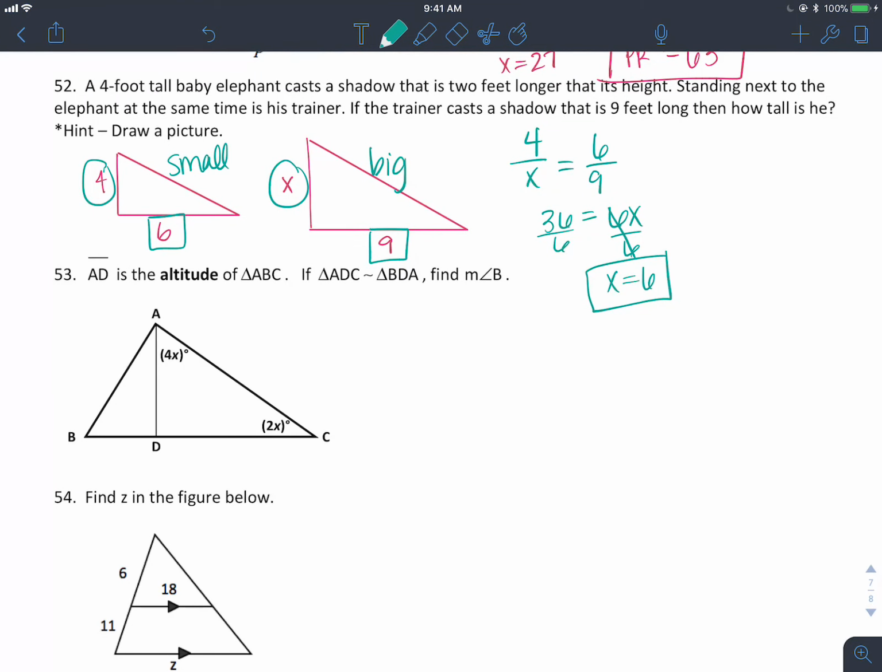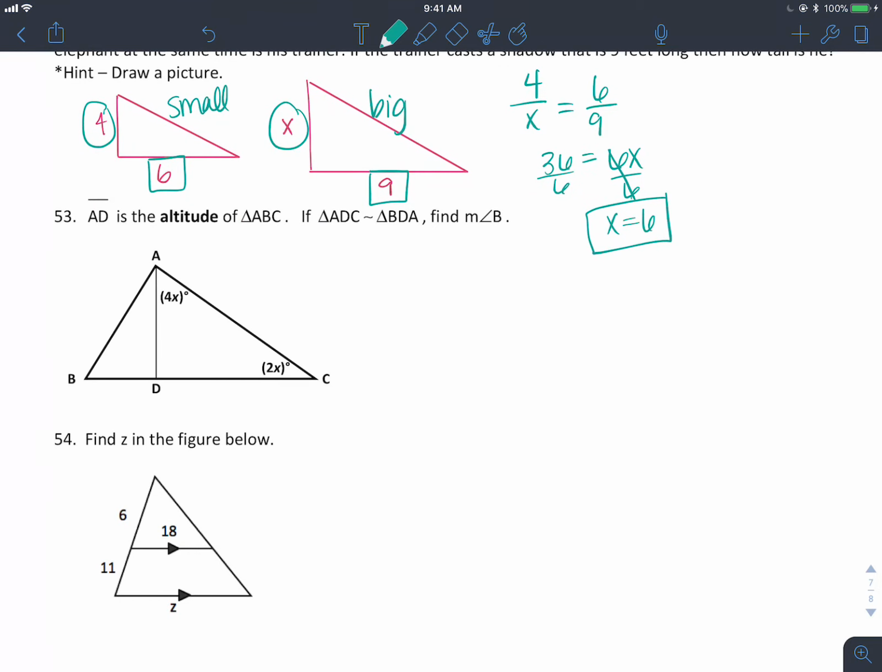All right, on number 15, it says AD is the altitude. We've talked about altitude in the earlier videos. Altitude creates a right angle. So that means that these 3 angles, our 90, our 4x, and our 2x, are going to add up to 180. So we're going to have 6x plus 90 equals 180. So 6x equals 90 if we subtract 90 from both sides. 90 divided by 6, x equals 15. So then our last thing, it says find the measure of angle B.